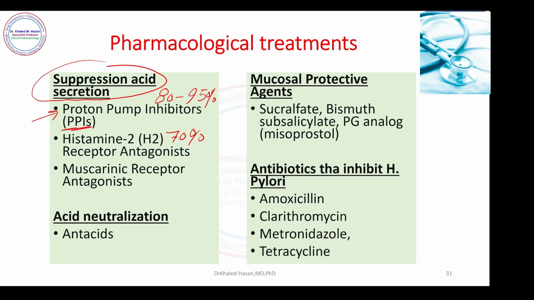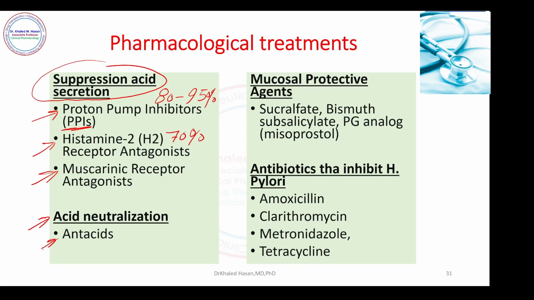Number two, histamine H2 receptor blockers. Number three, muscarinic receptor antagonists. So we have three main groups of medication that decrease secretion of acid: proton pump inhibitors, histamine H2 blockers, and muscarinic receptor antagonists. Okay, we have the acid in the stomach, so we can use a neutralizing agent. You can use acid neutralization agents such as antacids, Maalox, for example.